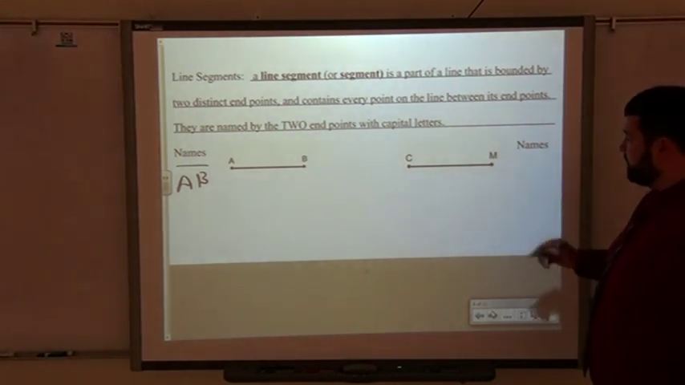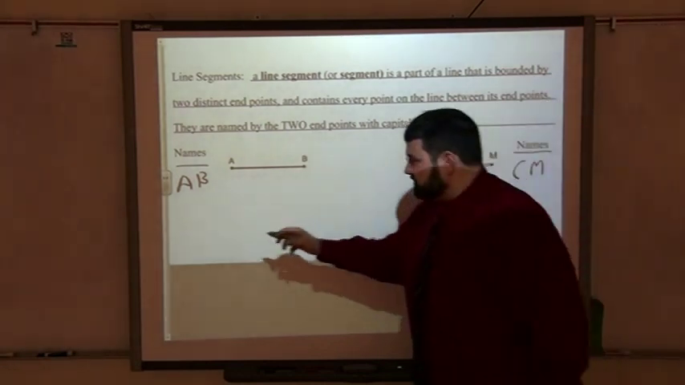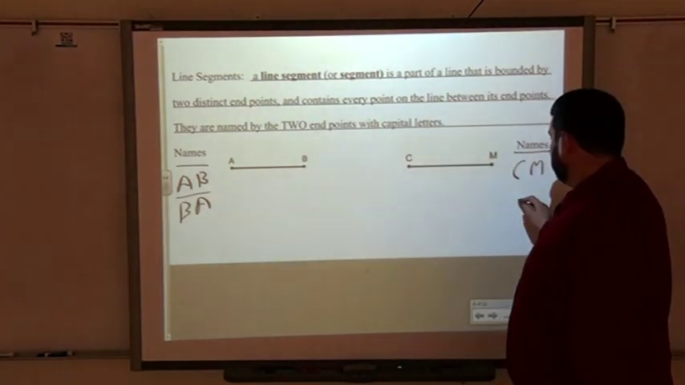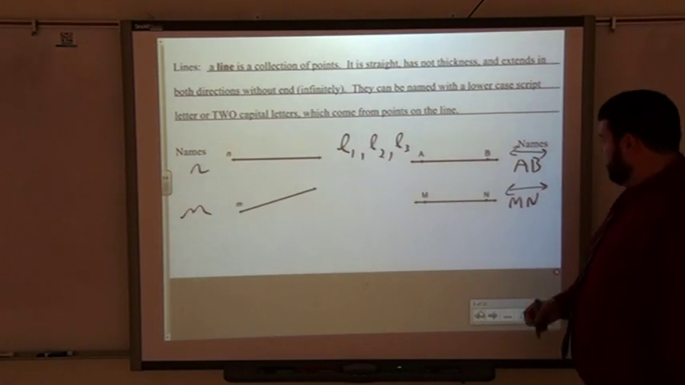Same exact thing works for this one. So CM with one line on top. Now similarly, I could call this one BA, and it would be the same exact thing. And I could call this one MC, and it would be the same thing. And the same thing back here.